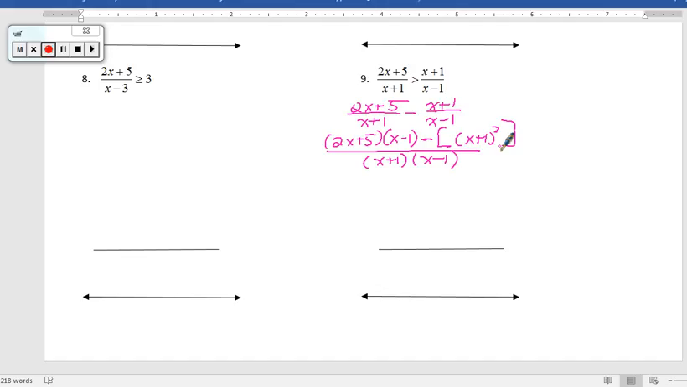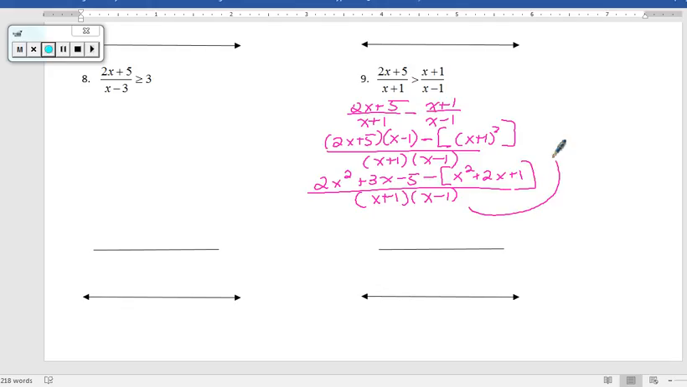Let's start multiplying all this out. So we're still over x plus 1, x minus 1. When we FOIL this out here, what we're going to wind up with is 2x squared plus 3x minus 5. Keeping my big bracket up again because of the minus sign. I want to make sure I catch everything. FOILing out the x plus 1 squared, we get, let's see, x squared plus 2x plus 1. Let's continue over here. So we're still over x plus 1, x minus 1.